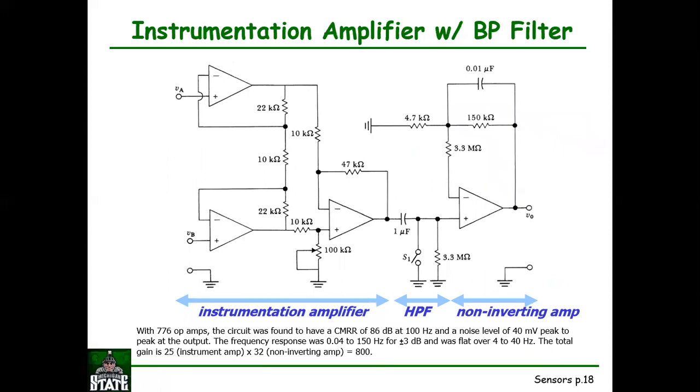Okay, next, this is your basic instrumentation amplifier. This part is for your instrumentation amplifier. This is your high pass filter. This is your non-inverting amplifier. So this part is basically your instrumentation amplifier.